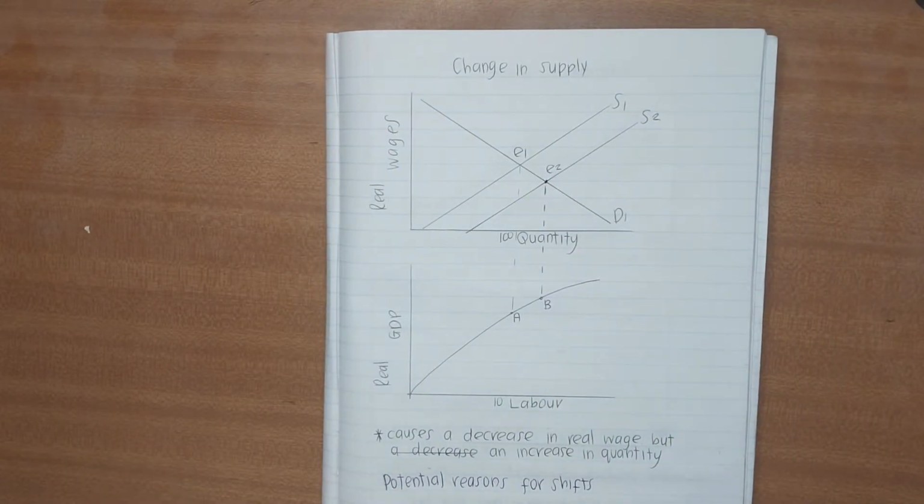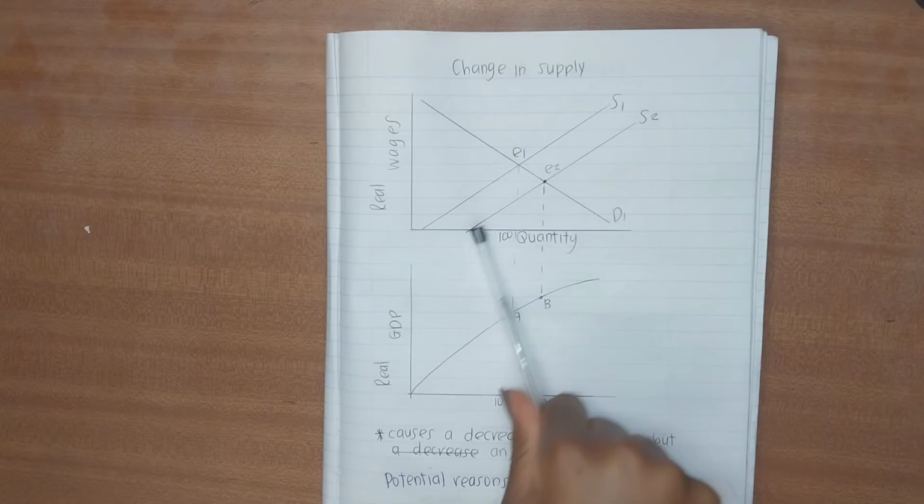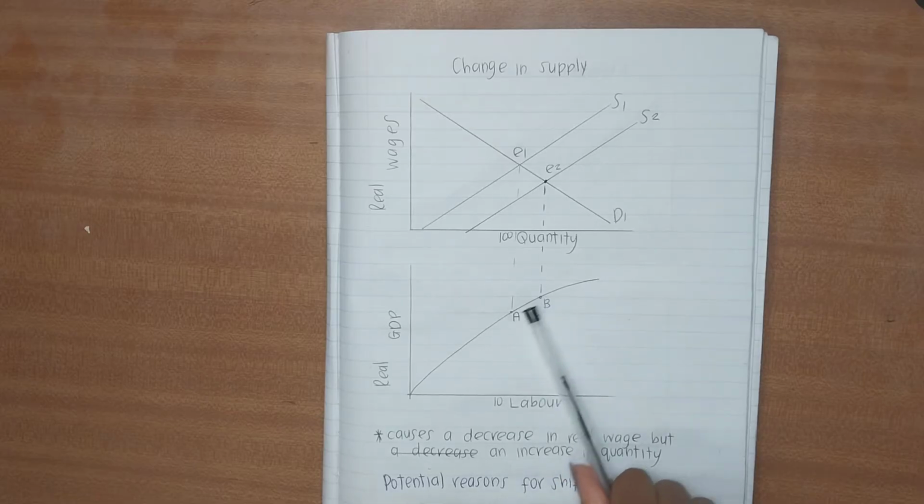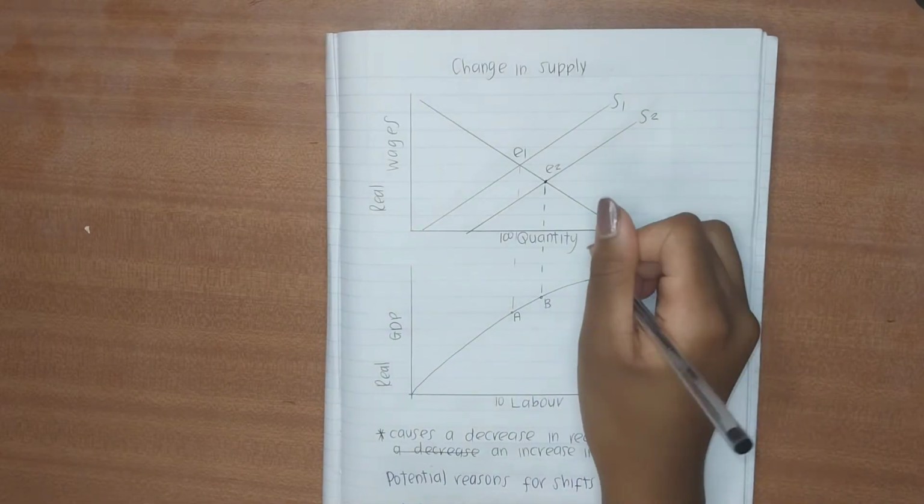Okay, now let us look at what happens when there are changes in the supply curve. I want to say, whenever there's a shift in the supply curve, it will always cause a movement along my production function.